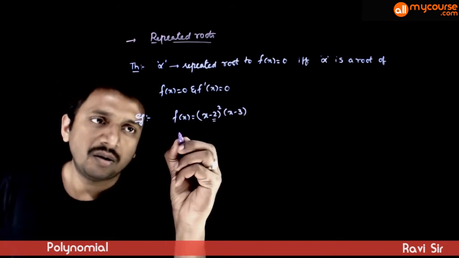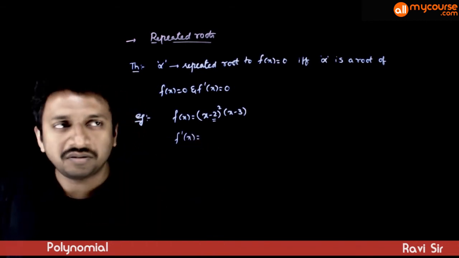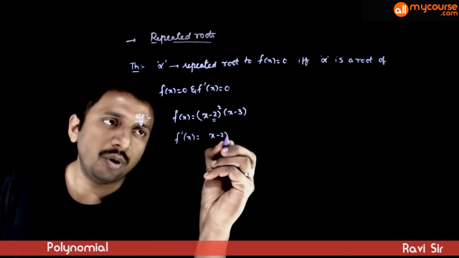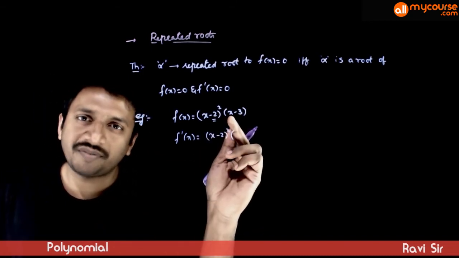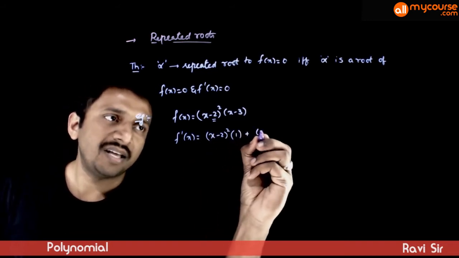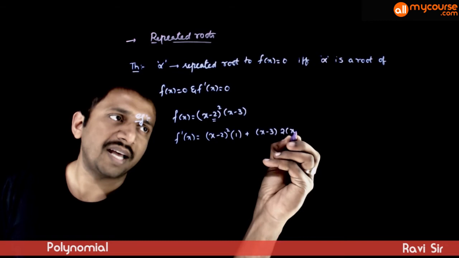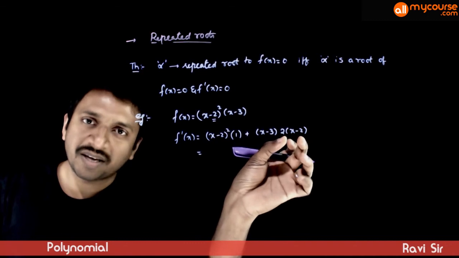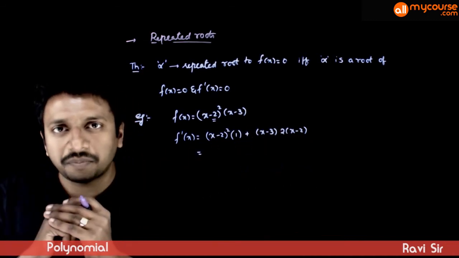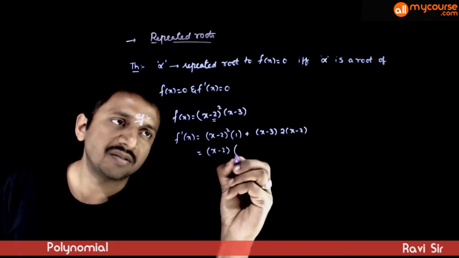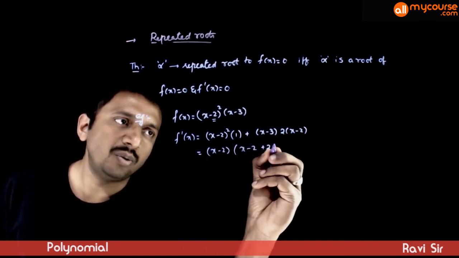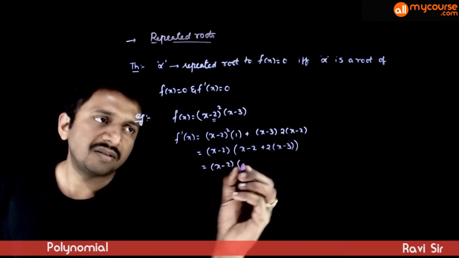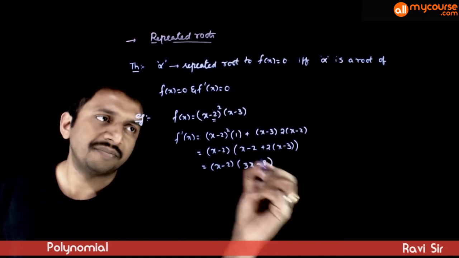Now, what is f dash of x? So you can differentiate this using the product rule, right? x minus 2 whole square times the differentiation of x minus 3, which is 1, plus x minus 3 times 2 times x minus 2. So x minus 2 whole square, x minus 2, you can take one x minus 2 as common. So x minus 2 times x minus 2 plus 2 times x minus 3, that is equal to x minus 2 times 3x minus 8.